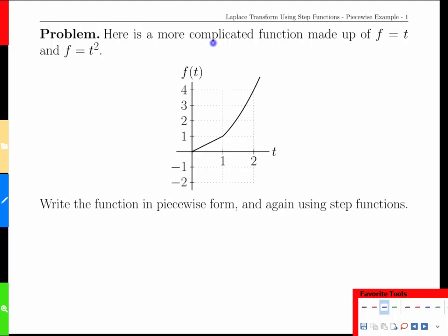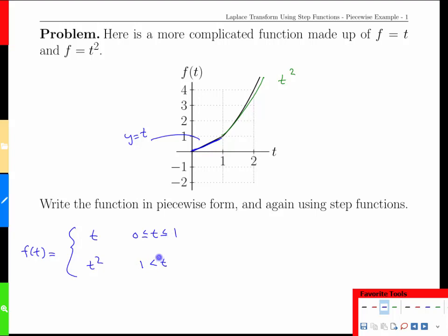Here's a more complicated function made up of f equals t on this interval, and then at the transition point of 1, what we're going to get is the quadratic t squared afterwards. And so that function's fairly straightforward to write in piecewise form. It's the function t when 0 is less than or equal to t is less than or equal to 1, and then it transitions to t squared when t is larger than 1.